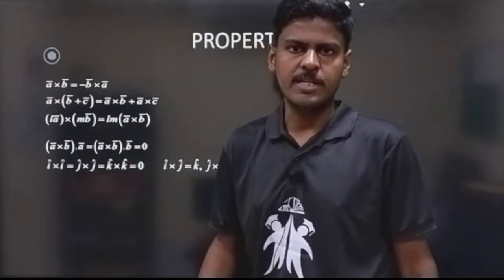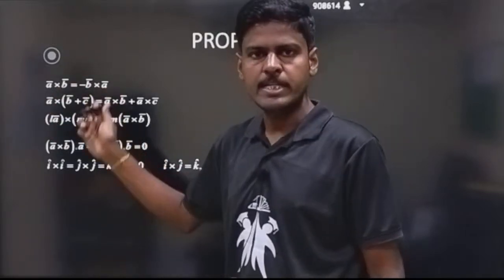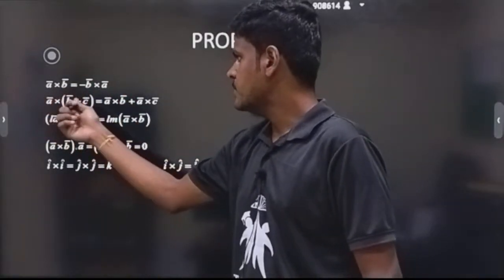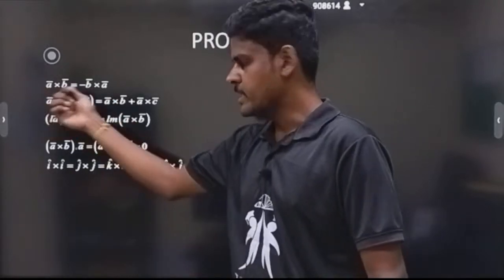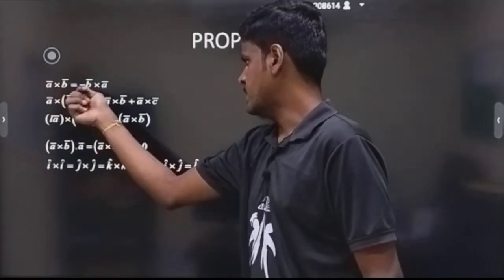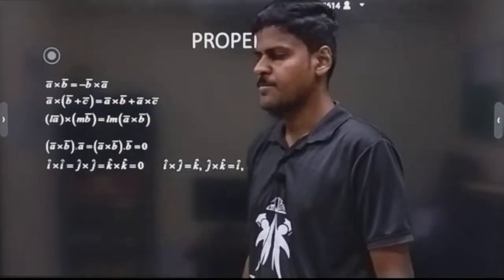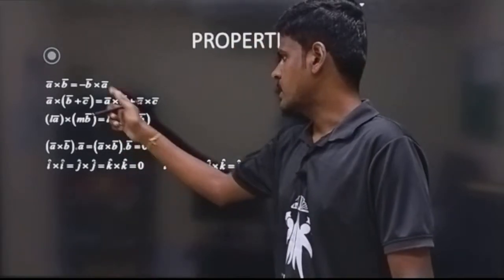Next one is the distributive law. Distribution over addition, just like in dot product. Here what will we get? A cross B plus C is equal to, it is distributive, so it will be A cross B plus A cross C. This is the distributive property over addition.